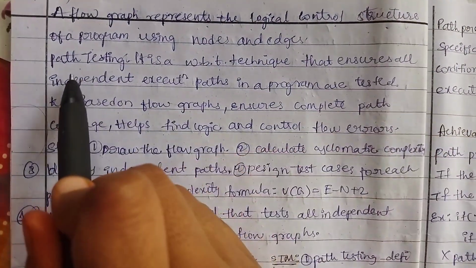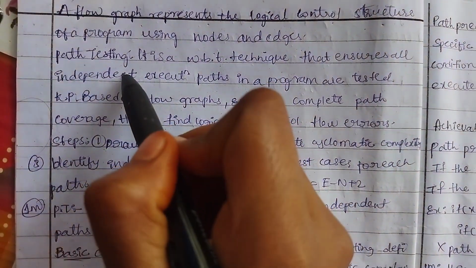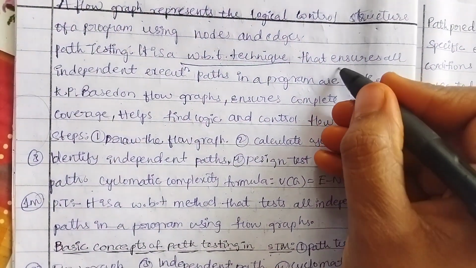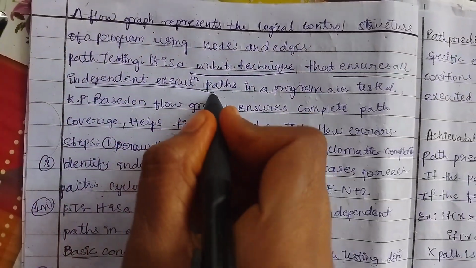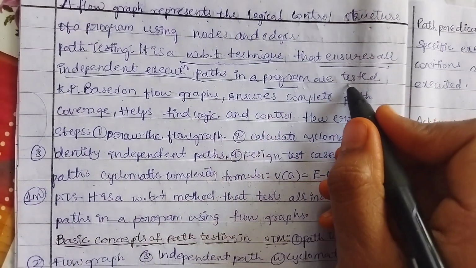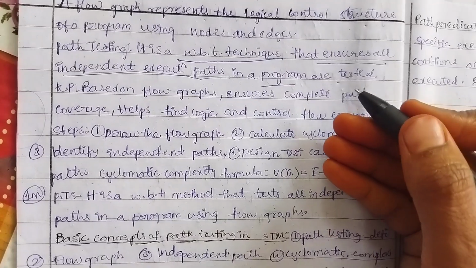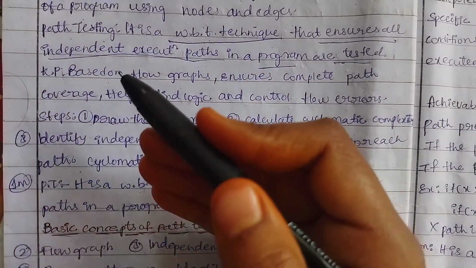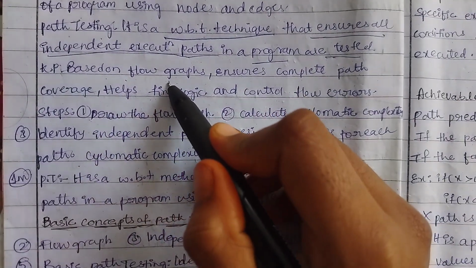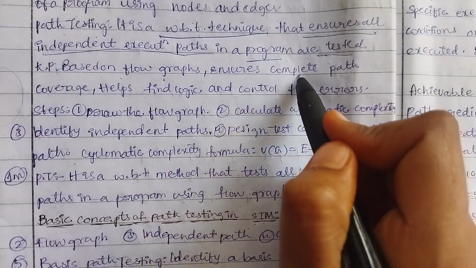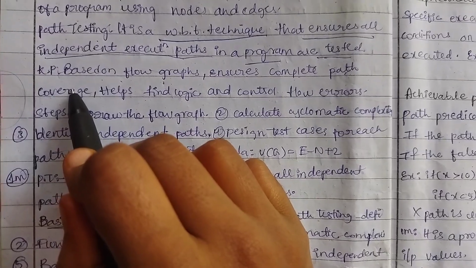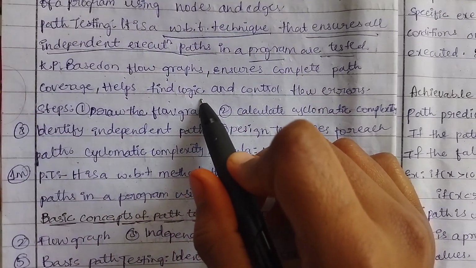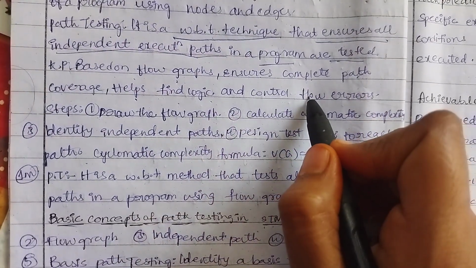Path testing. It is a white box testing technique used for ensuring all independent execution paths in a program are tested. When the program's paths are tested, it is known as path testing. We use some key points based on flow graphs. Path testing ensures complete path coverage. It should cover all points and nodes. It helps find logic and control flow errors.